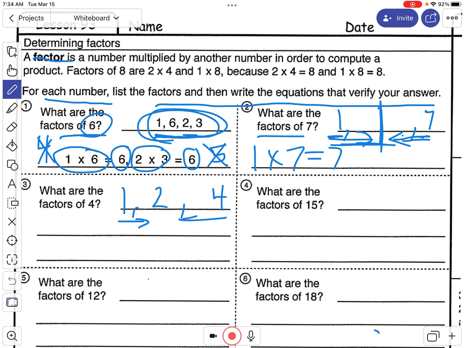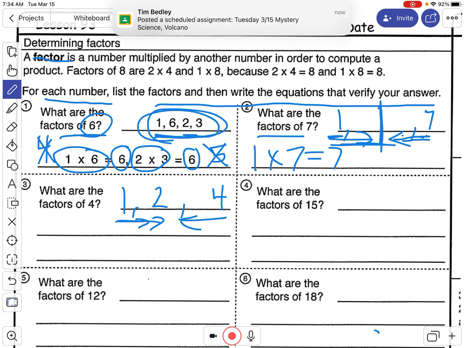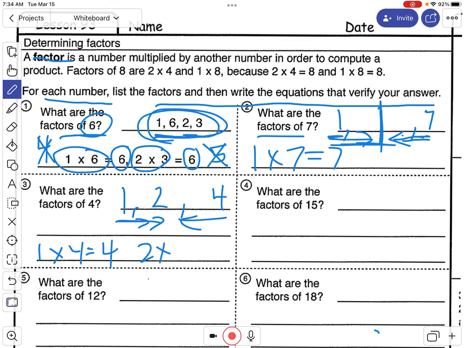I brought 4 down to 2, and I brought 1 up to 2, because 2 is half of 4, so there's no other numbers. The curtain is closed. And the correct answers here would be 1 times 4. That is equal to 4, and 2 times 2 is equal to 4. Put that on your paper.